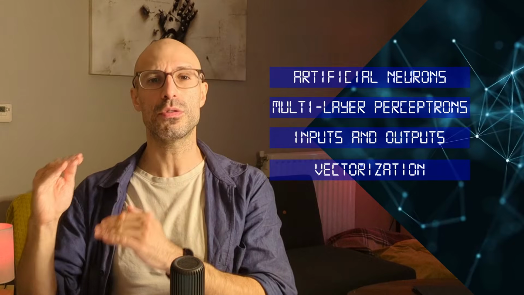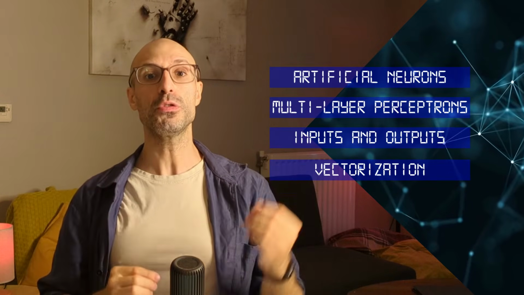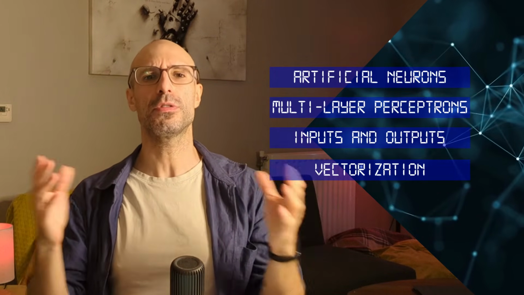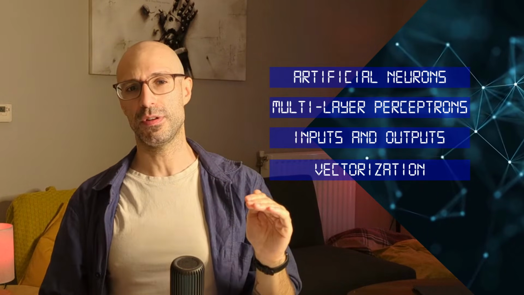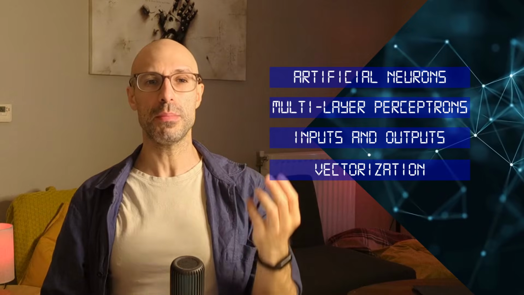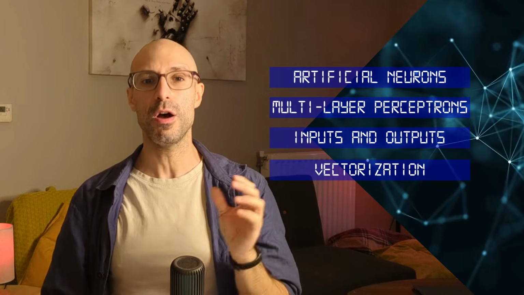Welcome back to another episode of the LLM Chronicles, where I, Donato, walk you through large language models one sketch at a time. In this episode, we're going to take a look at how neural networks function, covering artificial neurons and how they're stacked together to create multi-layer perceptrons, how to model inputs and outputs so that our network can process them, and then we'll close by looking at vectorization, which is used to implement neural networks efficiently on specialized hardware such as GPUs.